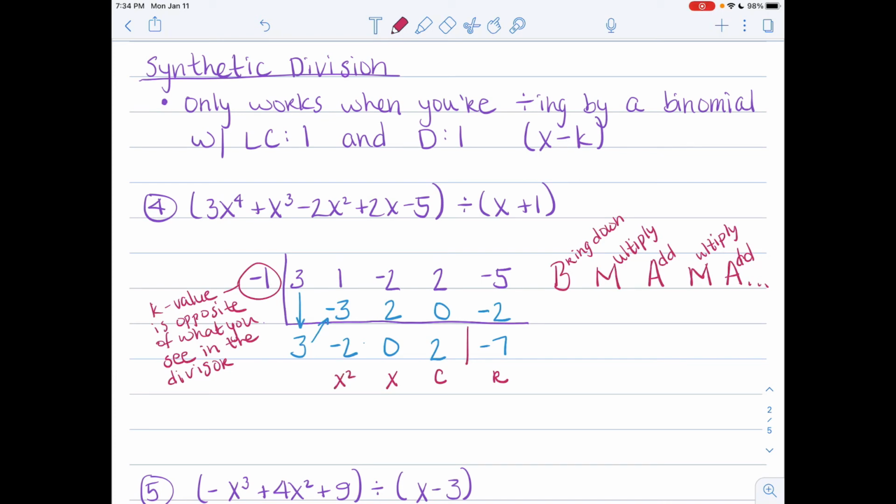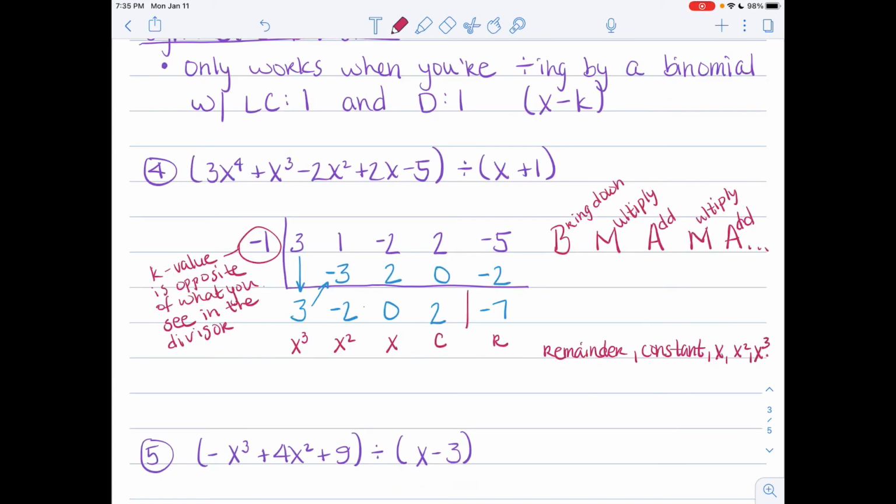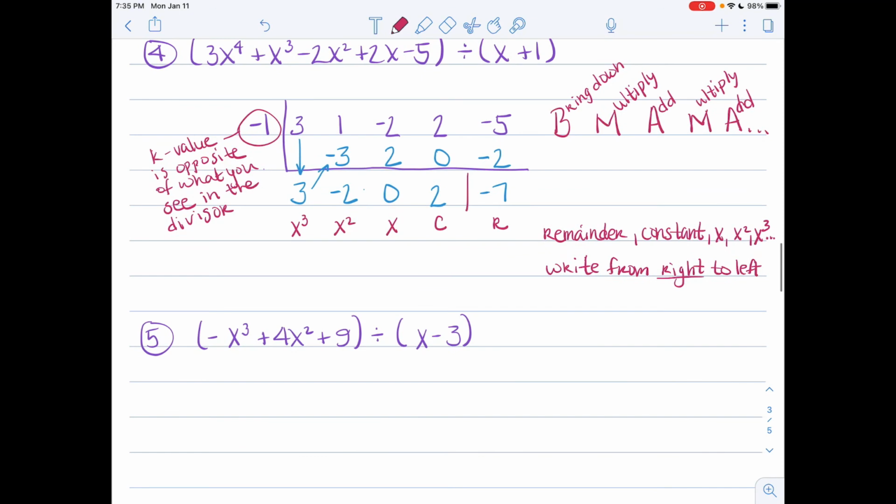We have x squared, x to the third, and we would keep going as long as we had more coefficients to fill in. So to kind of write the way that we're going to do this, we're going to start with remainder, and then constant, and then x, x squared, x to the third, etc. And this is being written, we're going to write from right to left. So kind of opposite of how we normally do things, but this is the easiest way to do it. So right from right to left.